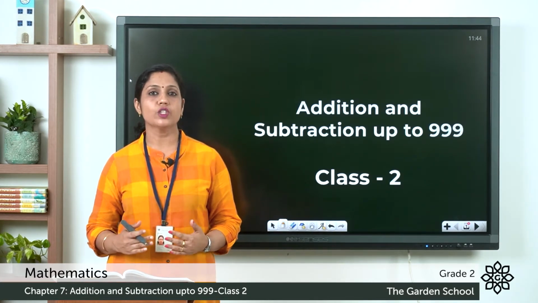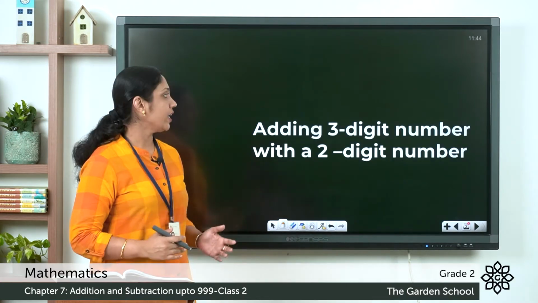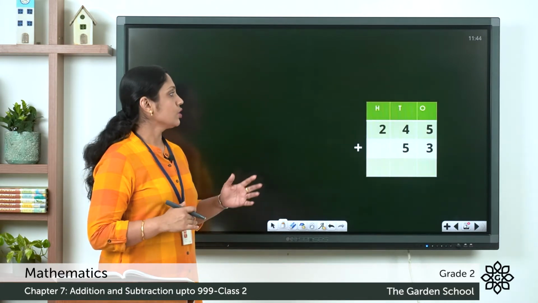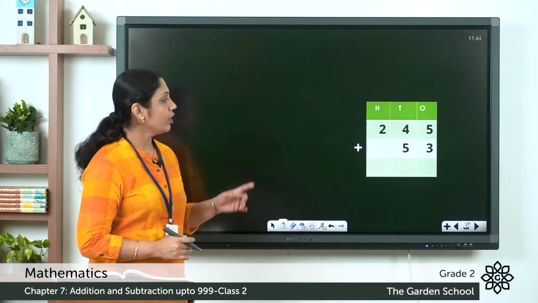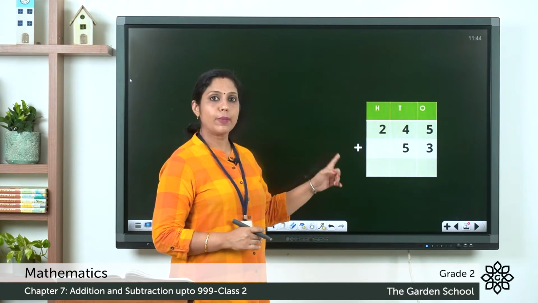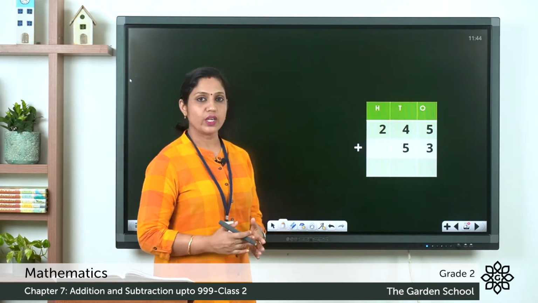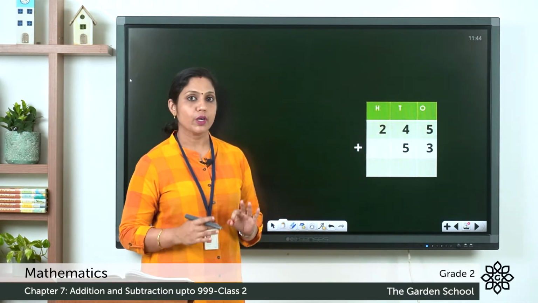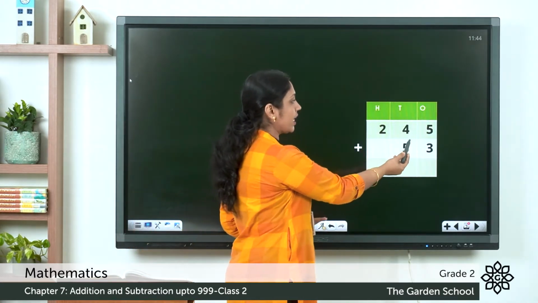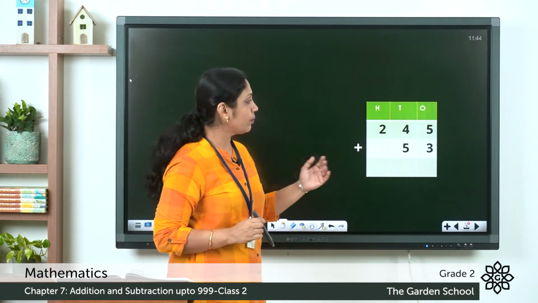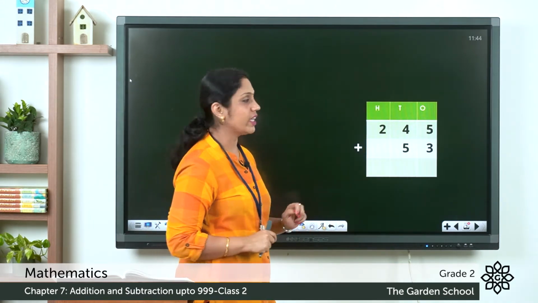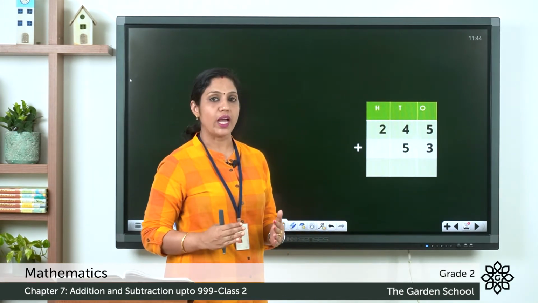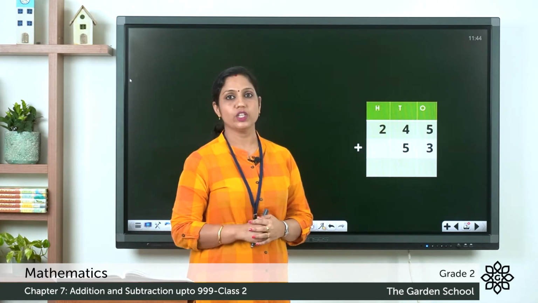So today let's move on to today's topic, adding a 3-digit number with a 2-digit number. Let's look at this: we have 245 plus 53. In this, you can see that the number 245 is a 3-digit number because it has ones, tens and hundreds. And look at the number 53, it is a 2-digit number. It has ones and tens. So we are going to learn how to add a 3-digit number with a 2-digit number.